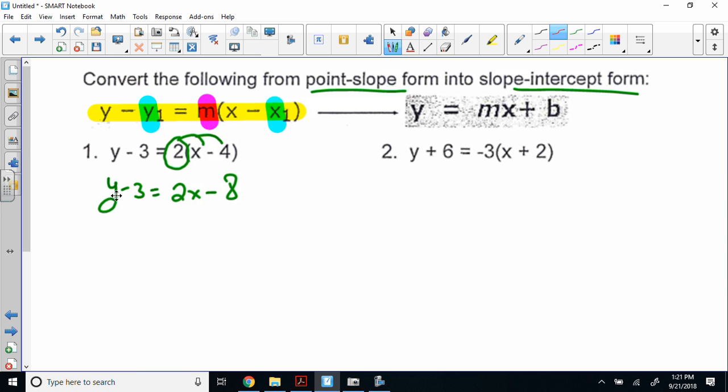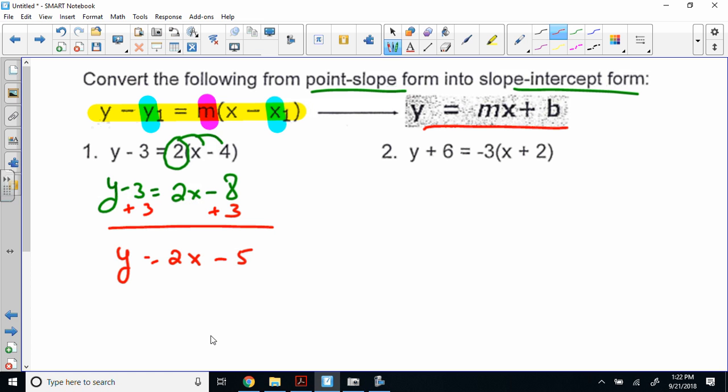8, right? So if I need to get it to be y equals mx plus b, what does it need to do? Take the negative 3 to the other side. Thank you. Ladies and gentlemen, y equals 2x minus 5. Now, do you understand why I like this one a lot better than solving for the b and then plugging it back in? You've got it done. Once you distribute and combine like terms, you're in slope-intercept form, folks.